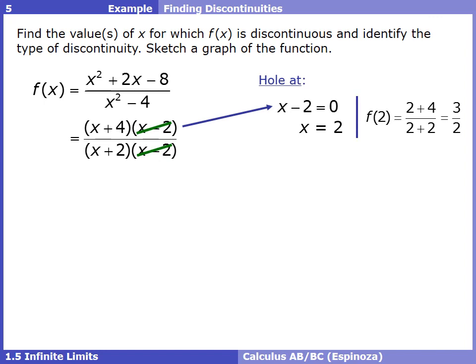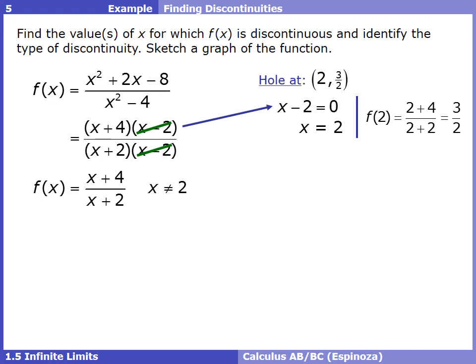So of course, to do that, we would just take the 2, plug it back into this function here of what was left over of x plus 4 over x plus 2, and then that gives us a y value for f of 2 of 3 halves. So we know we have a hole at 2, 3 halves. Now that we've addressed our hole because we had something in the top and the bottom to cancel, we can now tackle the vertical asymptote issue.